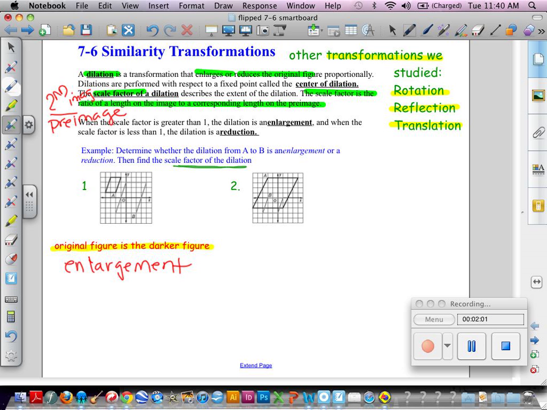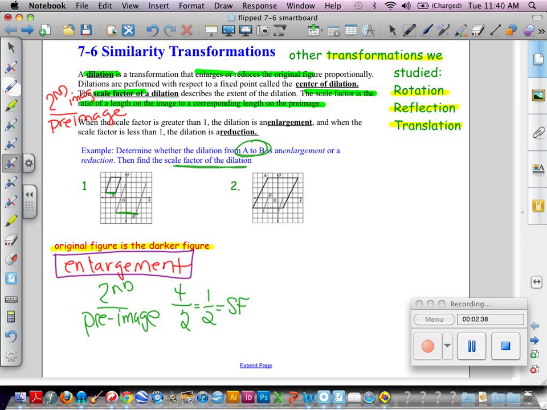Okay, the second thing they're asking you to do is to find the scale factor. So remember, it's the second image over the pre-image, and the pre-image is the original. They're asking me to do it from A to B. So on my second one, I'm looking right here, I'm going to count them out. 1, 2, 3, 4. And on my pre-image, or on my original, I'm getting 2. So that reduces to a half. And that's my scale factor, so I really should identify that, calling that SF. So my two answers: enlargement, and my scale factor is half.